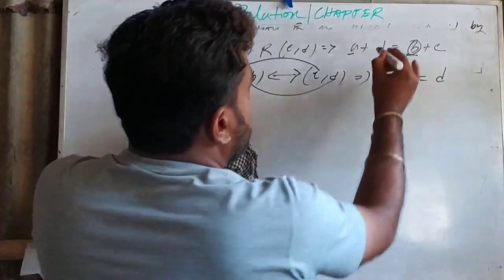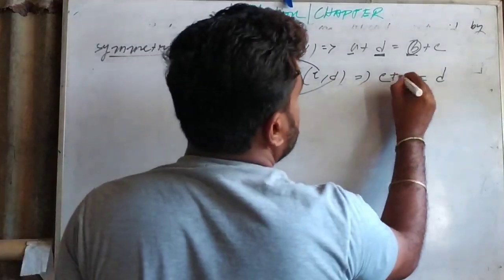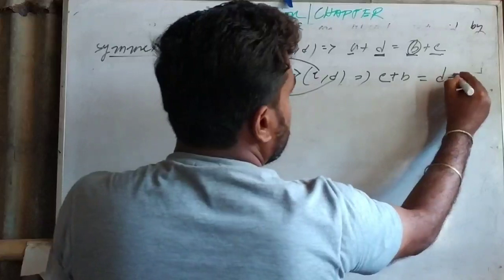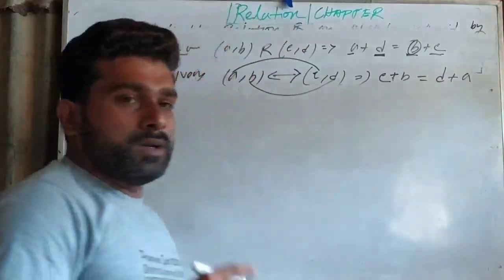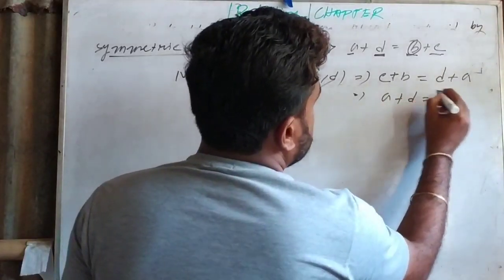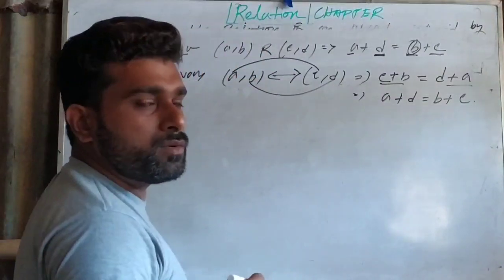Okay. Now, in place of D, what should I write? B. And in place of C, what should I write? B. So, here, this condition A plus D equals B plus C can be written as B plus C. A plus D equals B plus C.